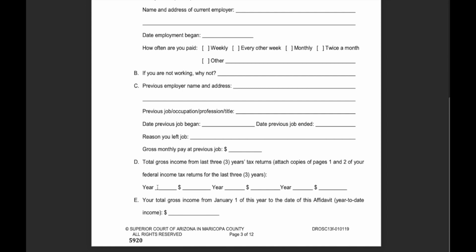Sometimes you do get clients that come in and haven't filed taxes, so you're just going to indicate simply on these lines if you have not filed. Please indicate if you have been filed jointly or separately for these years as well. Your total gross income from January 1st of this year to this affidavit financial information. If you are working, luckily on your pay stubs, you will be able to see this amount. So I always highly suggest clients look at their most recent pay stub, as it will indicate this amount for this question.